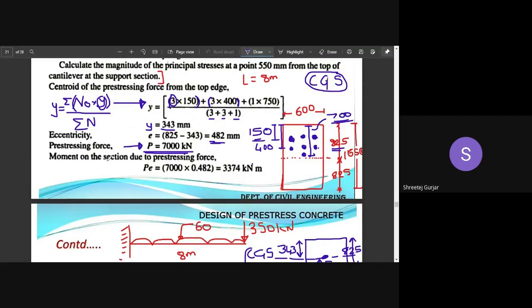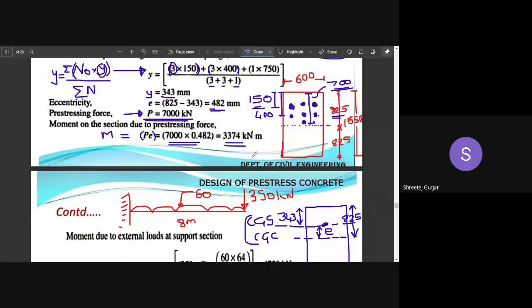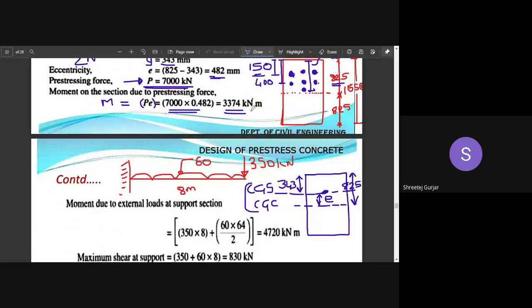Okay. Now the moment on the section due to pre-stressing force, that is M equals P into E. Due to eccentricity, there is some moment generated in the section. So that moment is equal to P into E. P is 7,000 kilonewton and E is 482 mm. Multiplying P into E, you will get the moment, that is 3,374 kilonewton meter. Okay, so this is done.